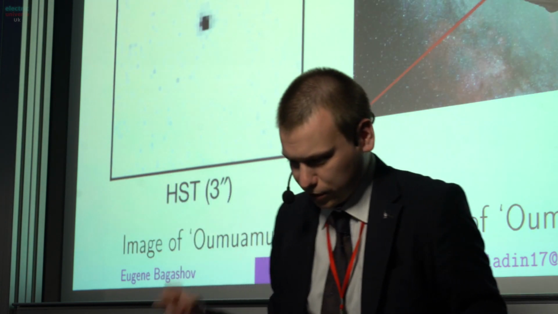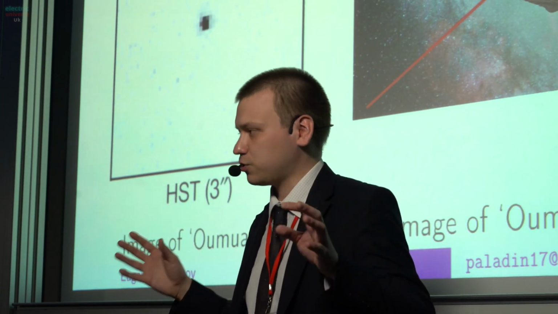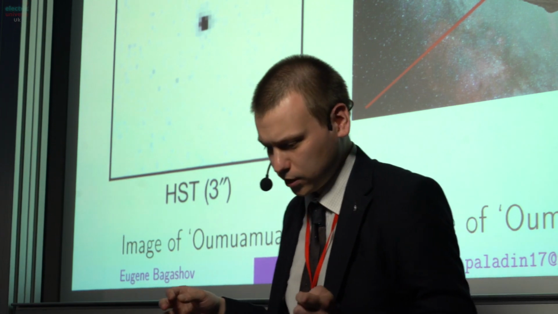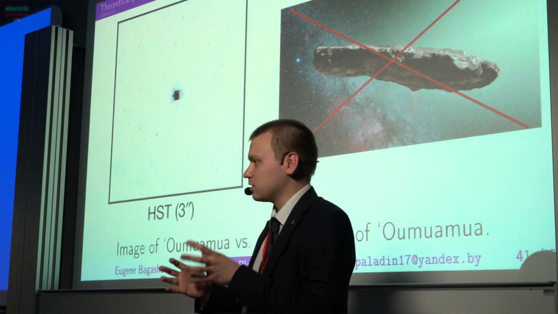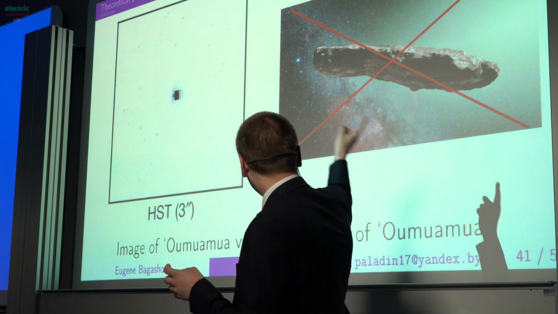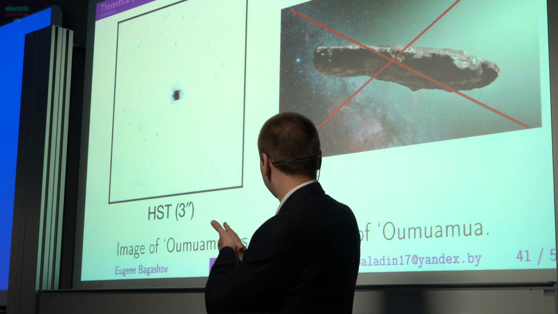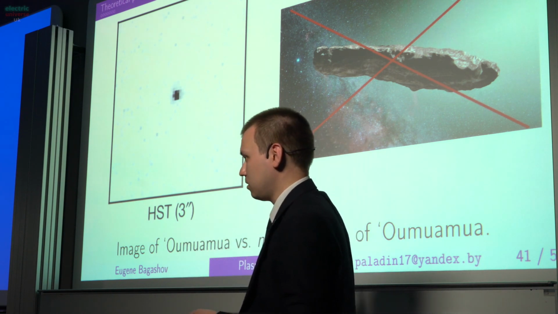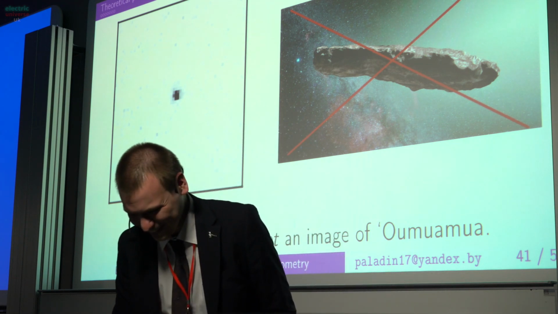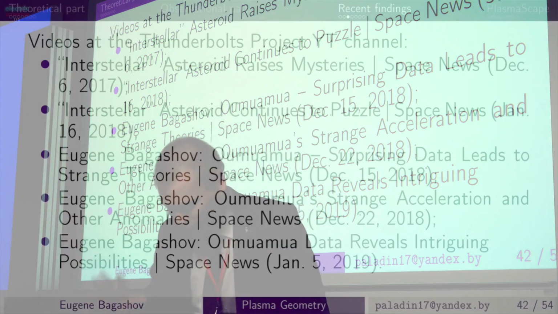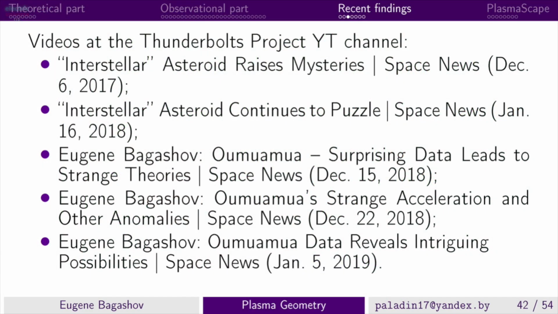Okay, so let's talk about this supposedly interstellar asteroid, Oumuamua, right? On the left, you can see the real image taken by the Hubble Space Telescope. On the right, you can see an artist's impression, but in fact there is evidence that it might not be of that shape, but of a pancake shape. So it might actually be misleading and harmful. So don't believe that. All right, so I've made quite a bunch of videos for Thunderbolts on this topic.